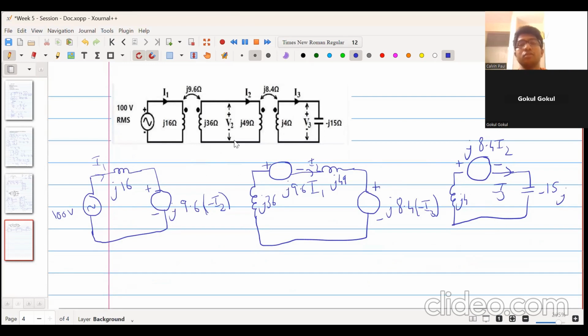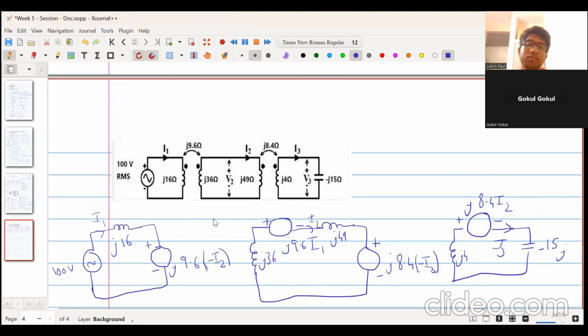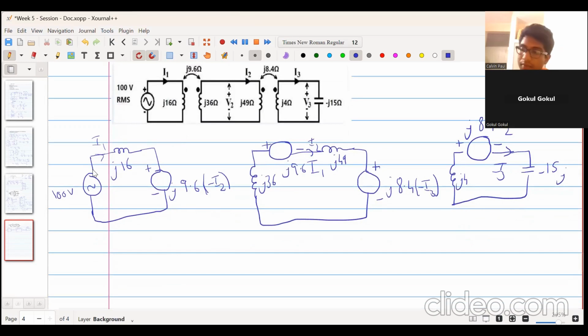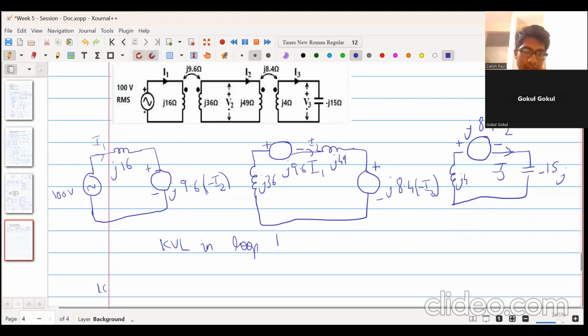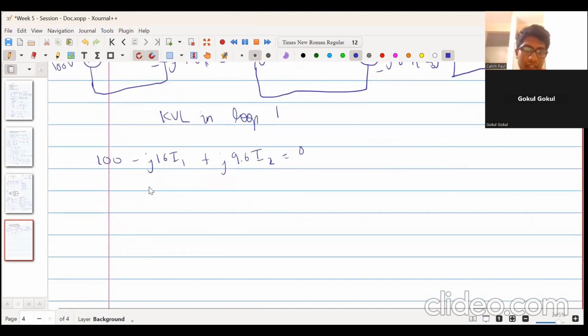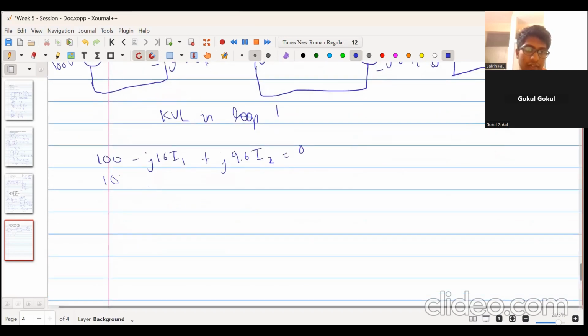Okay. So now we will start solving. What we will do is we'll apply KVL for the first circuit. We apply KVL in loop 1. So that will be 100 minus J16 I1 plus, minus minus and one more minus will become plus, so plus J 9.6 I2 is equal to 0. So we write it down as 100 is equal to J16 I1 minus J 9.6 I2. So this is equation A.